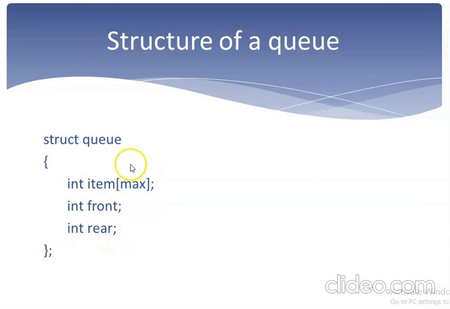It is similar to that of a stack. In stack we were using an array name with a maximum value, then int top for operating point. So since we are having 2 operation points here, we are using it as front and rear. Both of them are integer values.